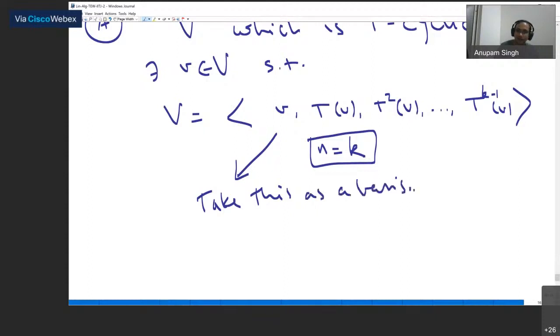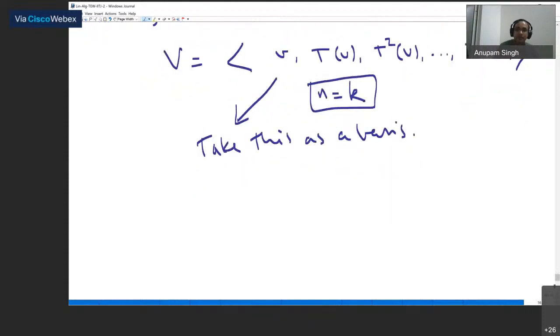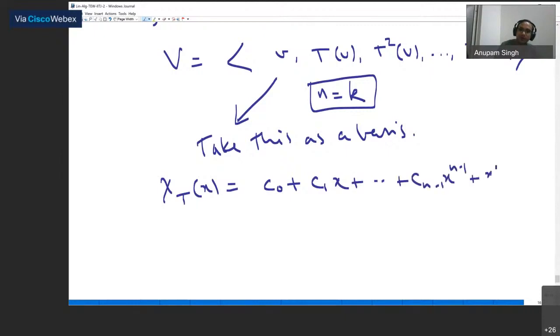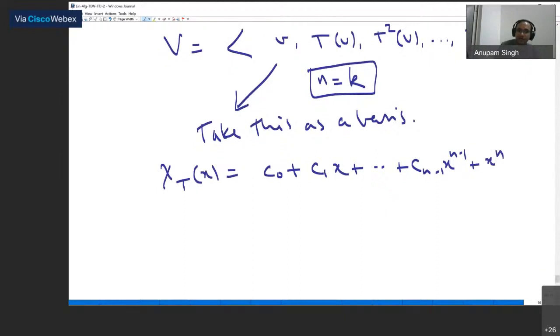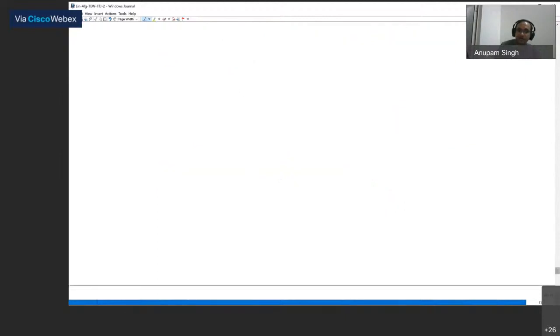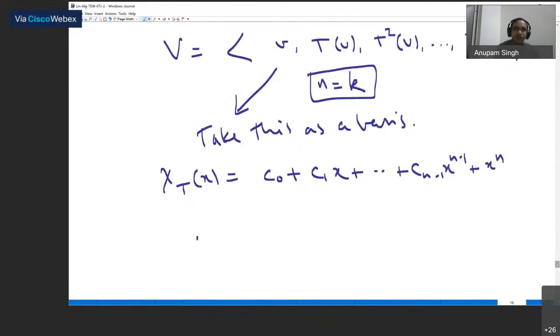and we try to write the matrix for the linear transformation T, how does it look like? So first of all, we set this notation. Chi T of x is the characteristic polynomial of T. Let's say it is c0 plus c1 x plus up to c n minus 1 x to the power n minus 1, plus x to the power n. And now I want to write the matrix of T with respect to this basis.